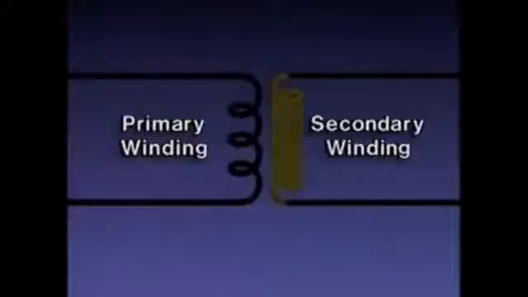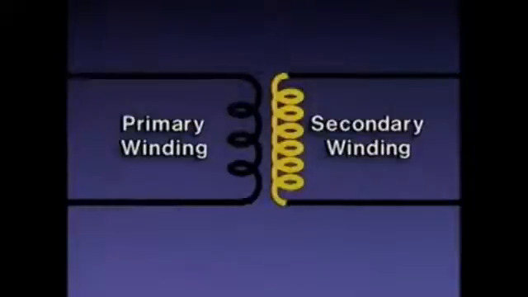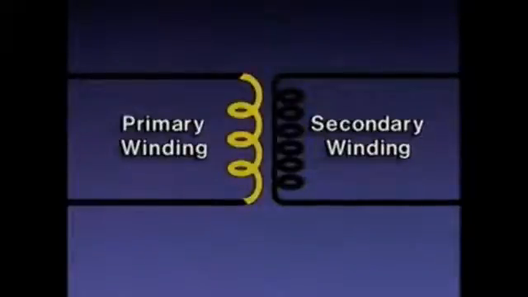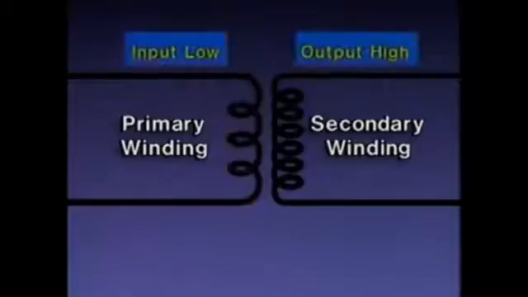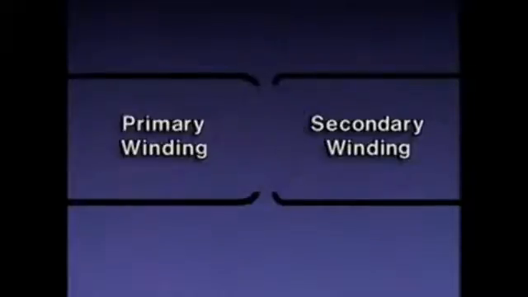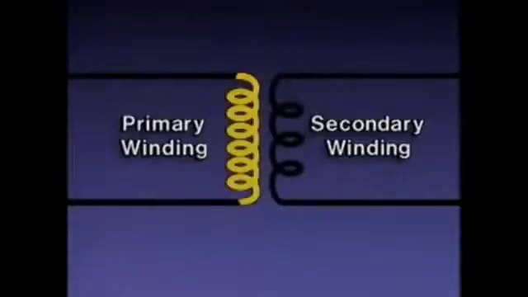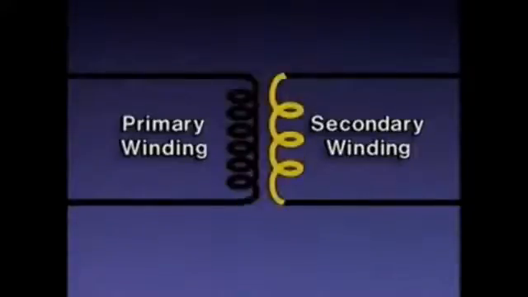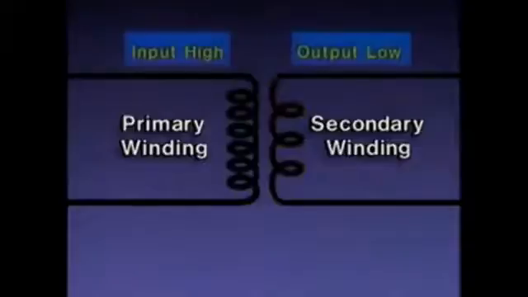For example, if there are more turns of wire in the secondary winding than in the primary winding, the output voltage will be higher than the input voltage. In other words, the transformer will increase or step up the voltage. On the other hand, if there are more turns in the primary winding than in the secondary winding, the output voltage will be lower than the input voltage. In this case, the transformer will decrease or step down the voltage.